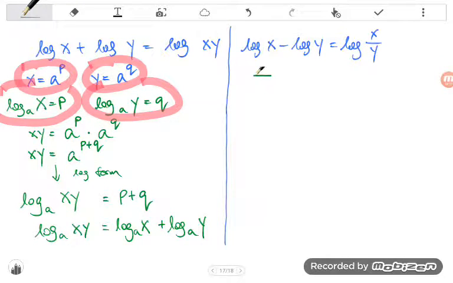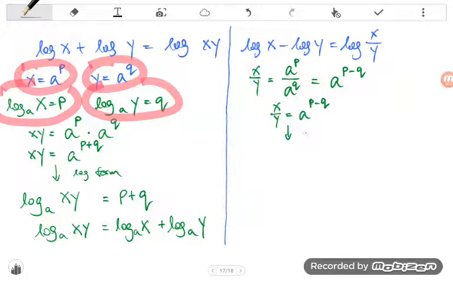So let's go with x over y. Because I have x over y here, let's do x over y first. So x over y would be a to the power of p over a to the power of q. Since the bases are the same, I can have a to the power of p minus q. Make sense? So x over y is equal to a to the power of p minus q.